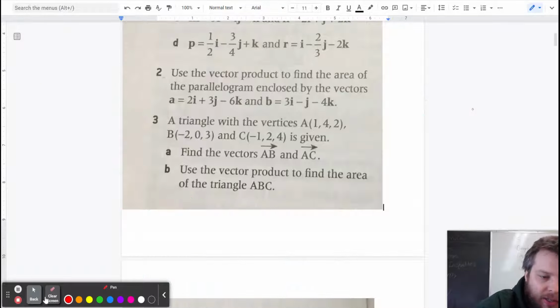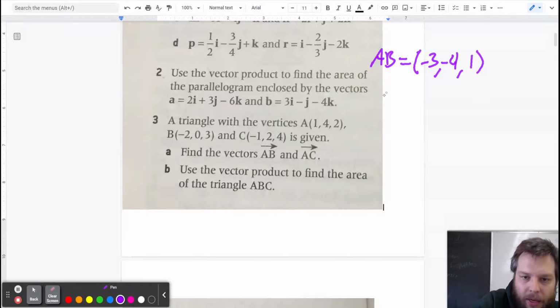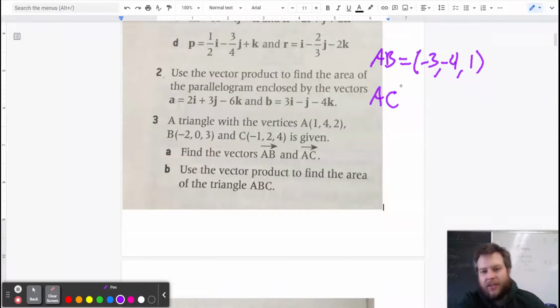So problem 2 is done. Let's clear the screen here. Problem 3 will be done in purple. So vector A, B, let's see, the x coordinate goes down by 3, the y coordinate goes down by 4, the z coordinate goes up by 1. I hope I didn't mess that up. You could do either vector AC or vector BC or vector CA or vector CB. As long as you just get point C involved, you should get the same answer.